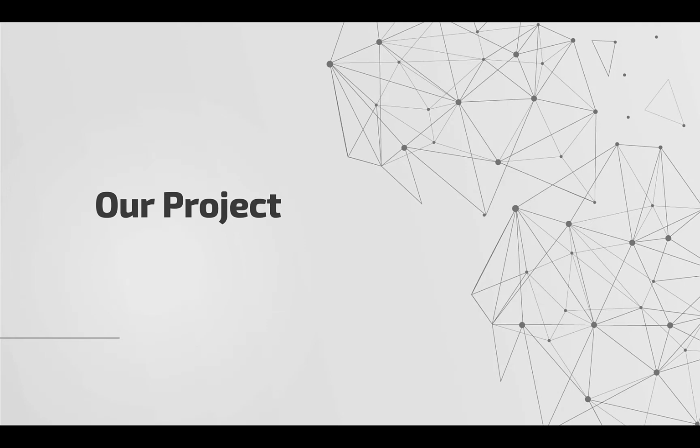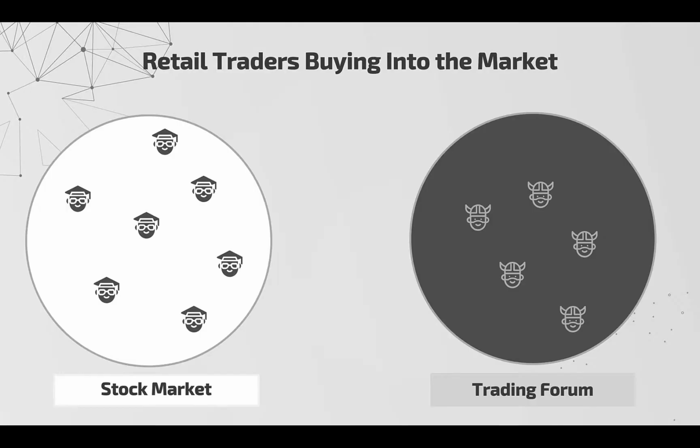Next, I'll talk a little more in detail regarding our project. The situation we're trying to simulate is as follows. We have two initial and separate networks with two types of agents. On the right-hand side, we have the trading forum, and within it are the potential retail traders. On the left-hand side, we have the stock market of GameStop, and it includes people who own GME stocks prior to the short squeeze. We assume that these people are rational and fundamental traders.